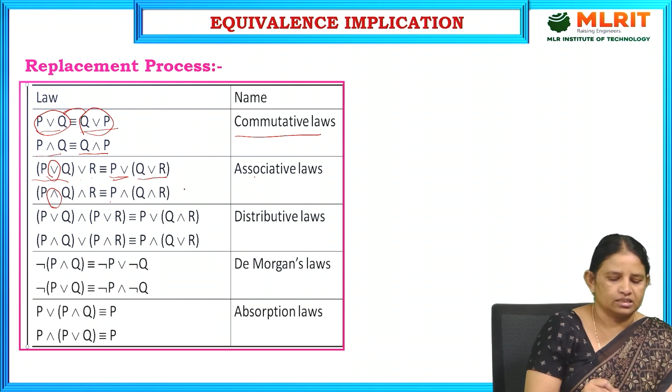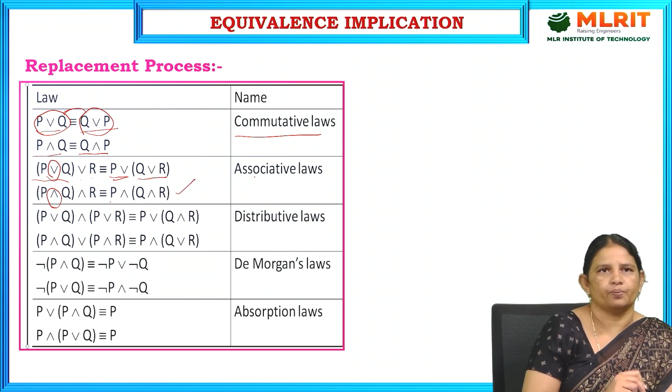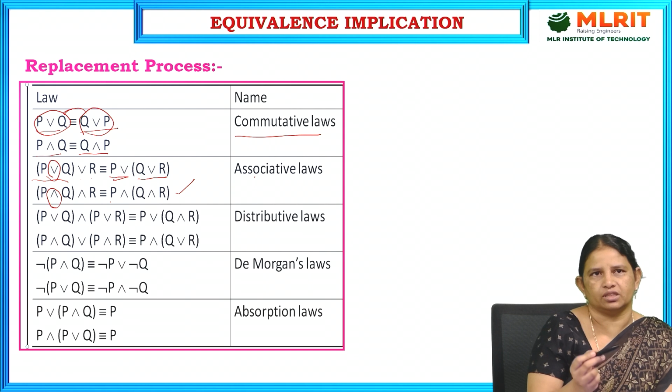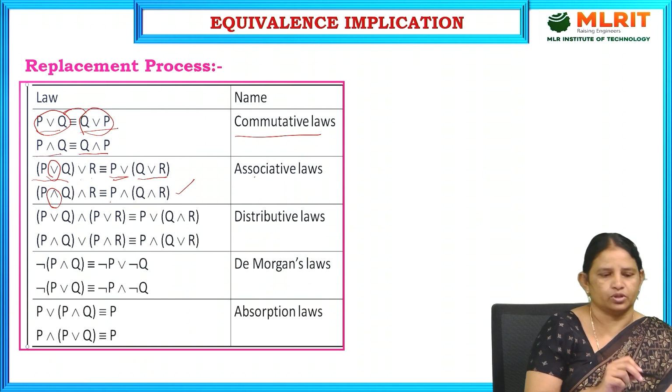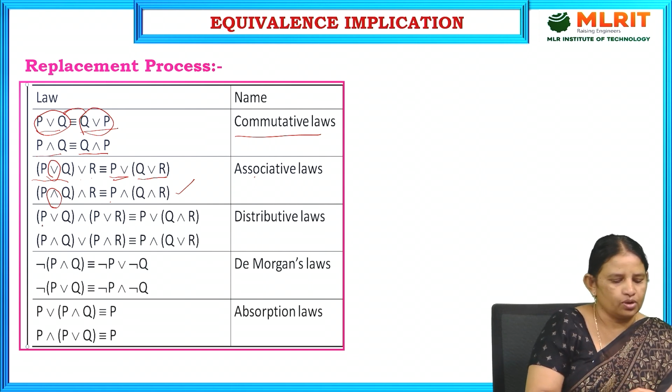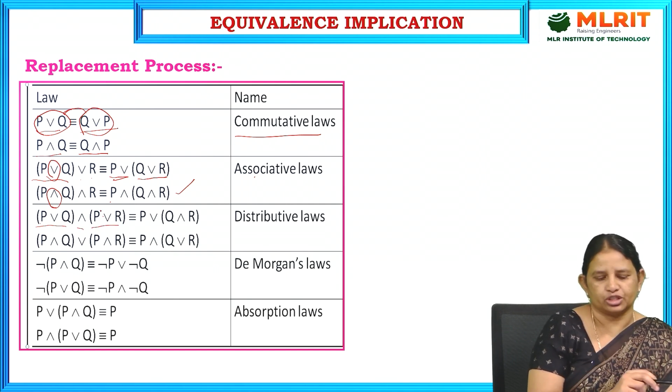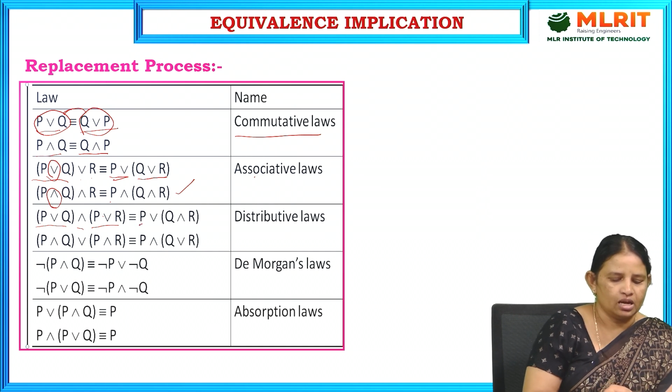Next, this is the associative law. That means P is associated with any one of the propositions. Next, the distributive law: P or Q and P or R. P is common in the two propositions, so that can be distributed: P or Q and R.